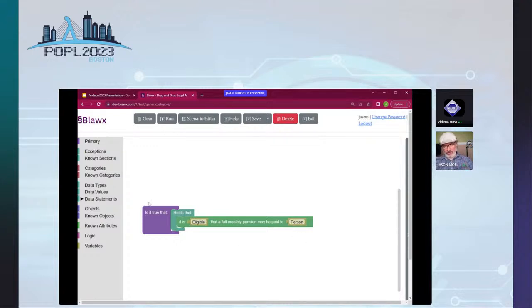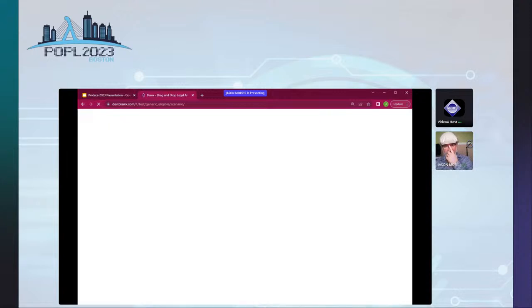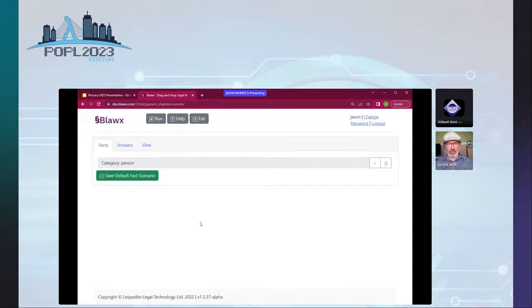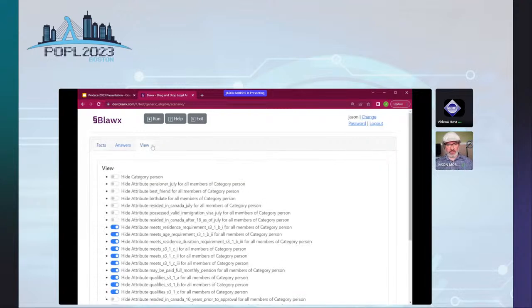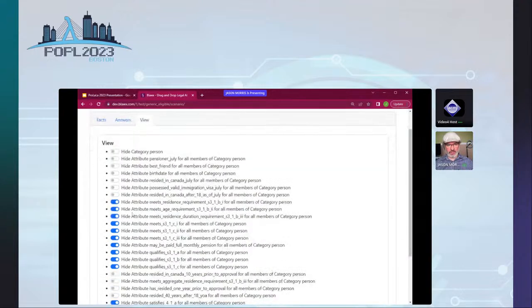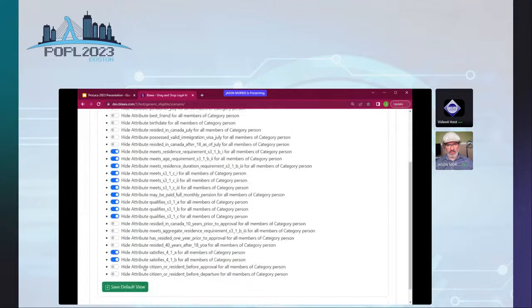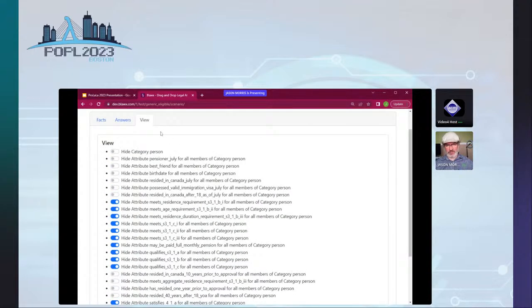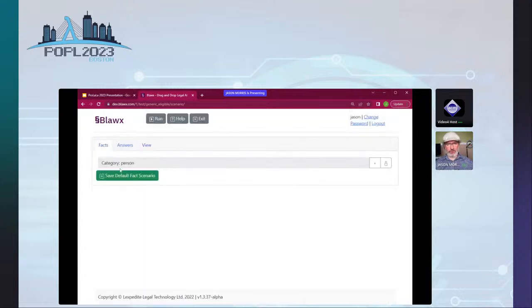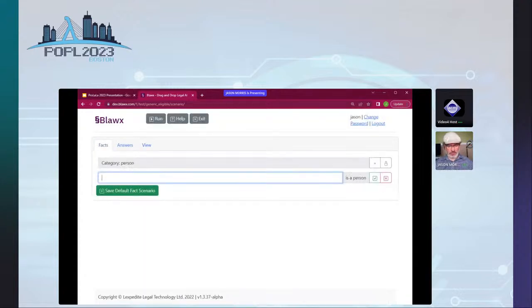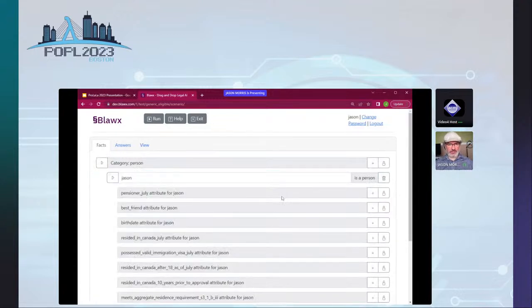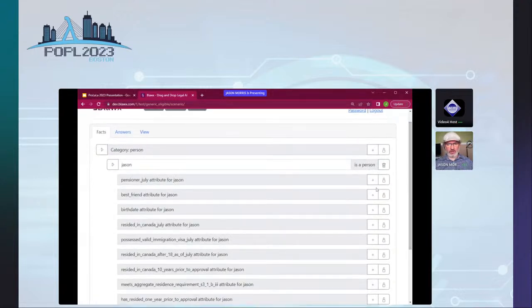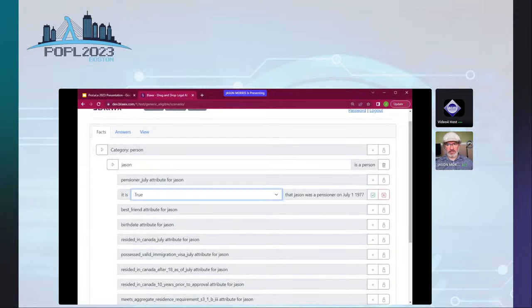So that's your question. And then you've got the scenario editor, which is, we've made a bunch of changes to this just in the last 2 weeks to kind of minimize the things that are displayed. So we've got this view feature now that allows you to exclude attributes that are not going to be useful to the user, and even sub-attributes of specific objects, if that's helpful. So we can see we've got the category person here. We can add a person, let's say Jason, and we know that whether or not I was a pensioner in July of 77 is what's relevant in 3.1a.